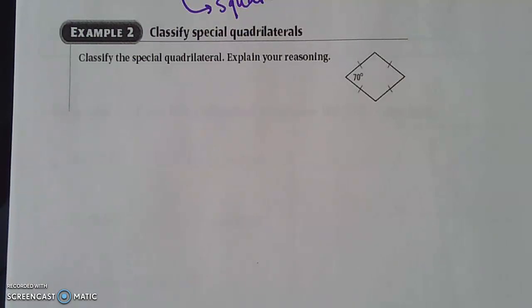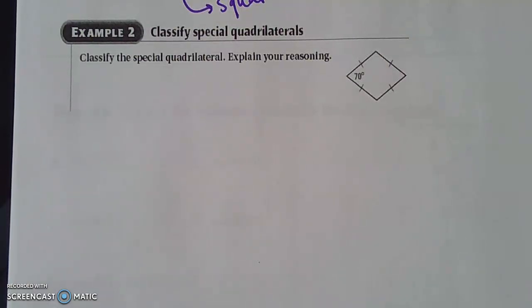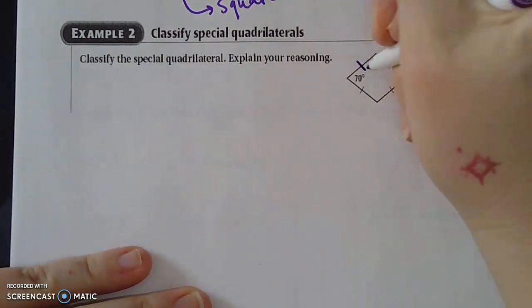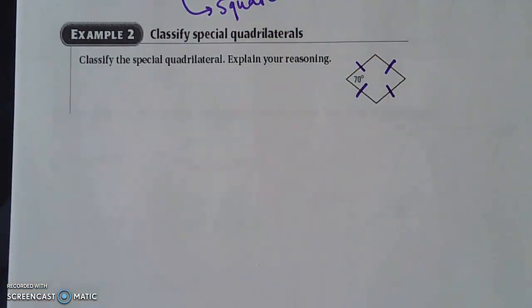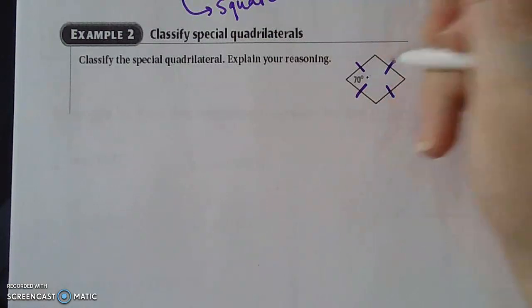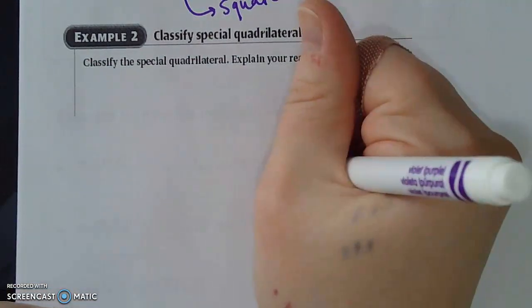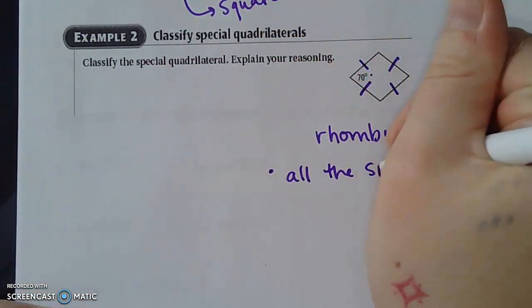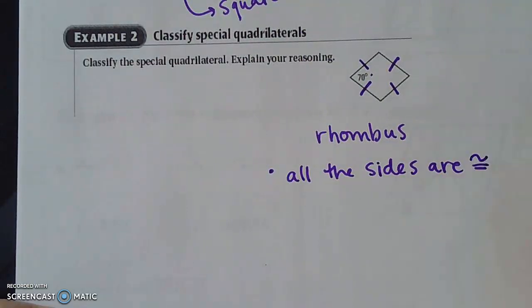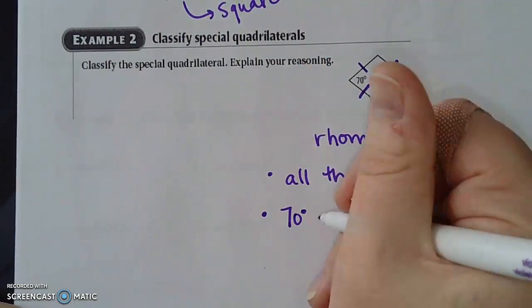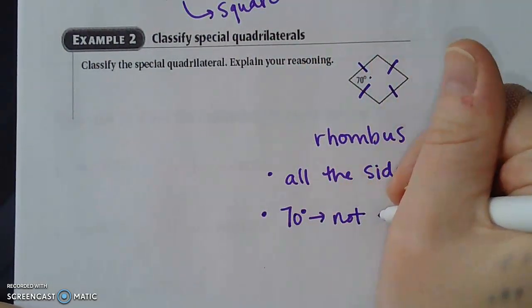Okay. Classify the special quadrilateral and explain your reasoning. So we're trying to figure out what name we should give this shape right here. First things first, I see all of the sides are congruent. So that's telling me this is either a rhombus or a square. And the thing that's going to tell me which is the 70-degree angle. Automatically, I'm putting a rhombus because all the sides are congruent, but we have a 70-degree angle present, so that's telling me that it's not a square.